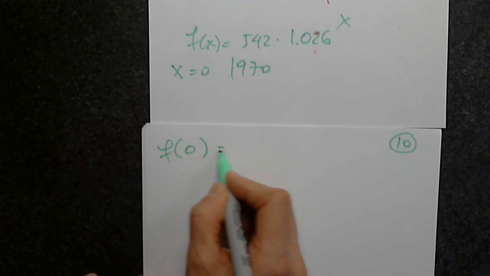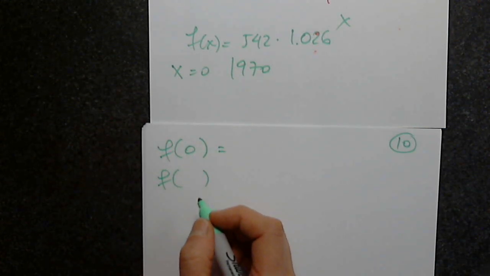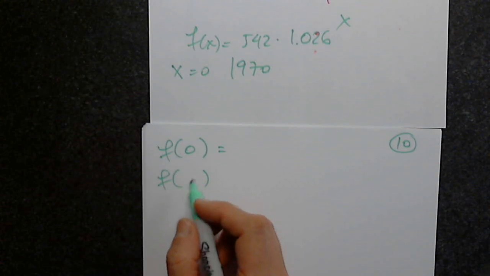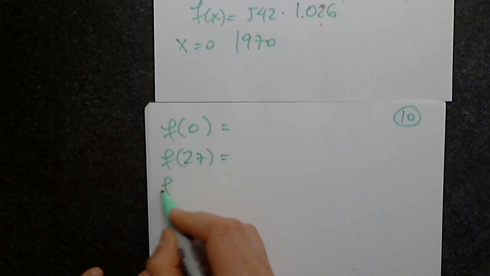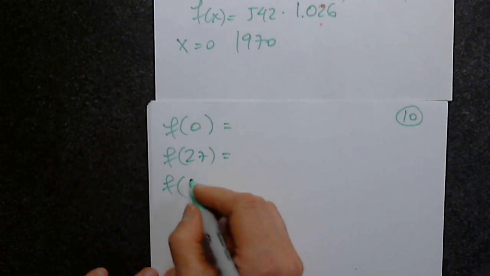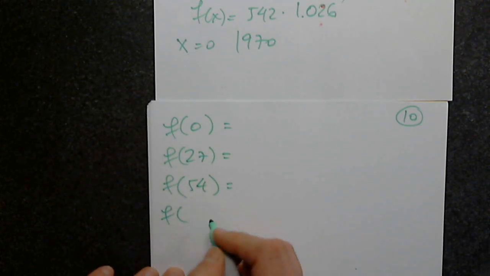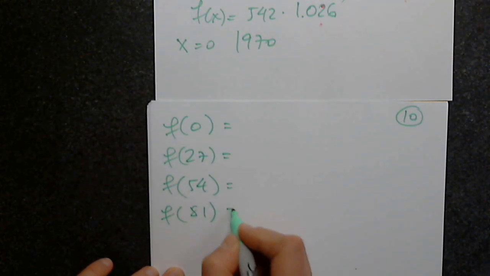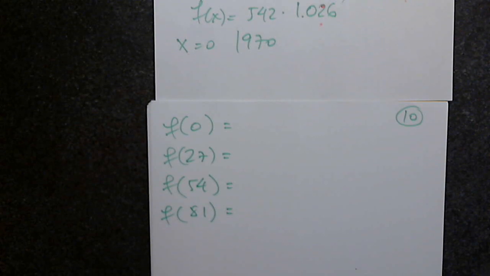We're asked to find f of 0, then f of 27, f of 54, and f of 81. Of course, I'm not going to do this sequentially. I'm just going to put it in the function in y equals.